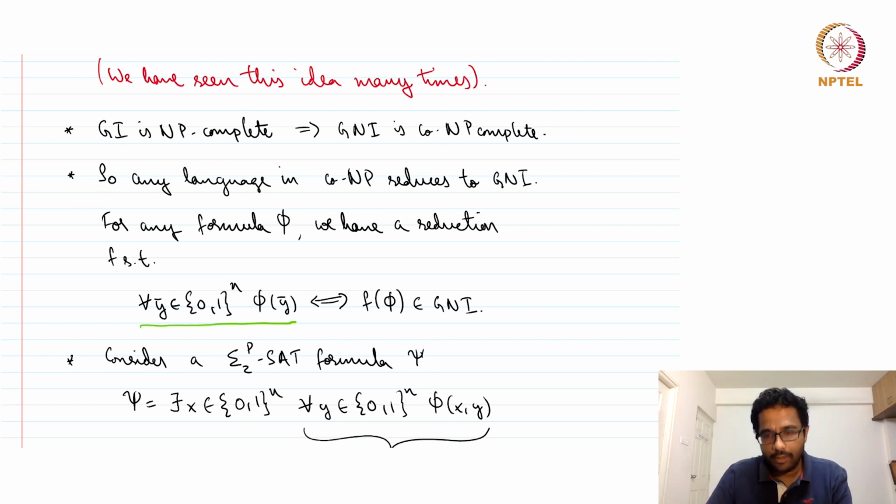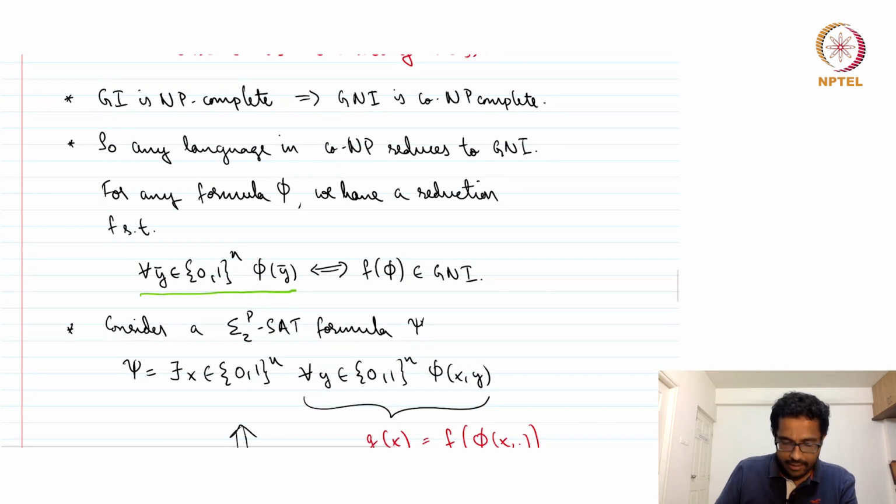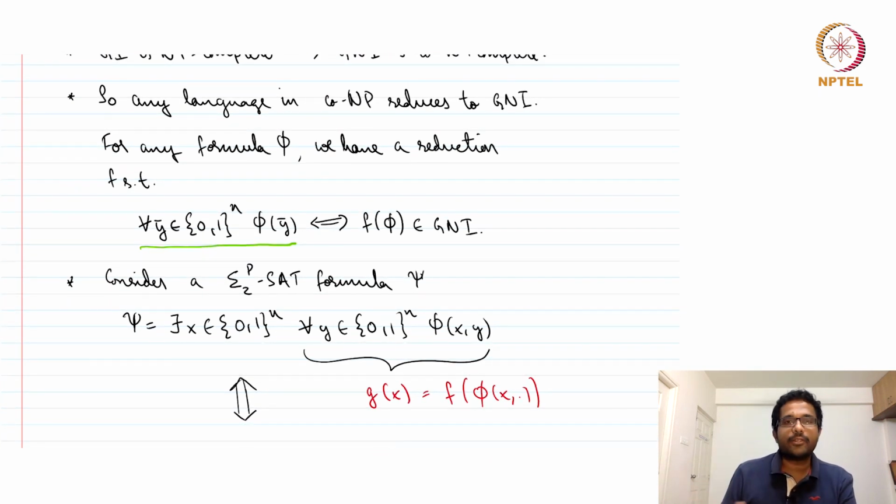a graph non-isomorphism instance, because graph non-isomorphism by assumption is co-NP complete, right? So given a formula phi, we can construct a graph non-isomorphism instance Fi such that phi is a yes instance for tautology if and only if Fi is a yes instance of graph non-isomorphism. Right? This is just the definition of what it means for graph non-isomorphism to be co-NP complete.